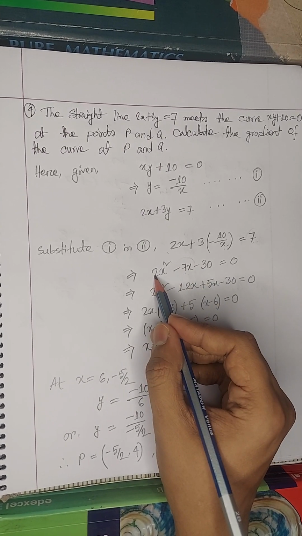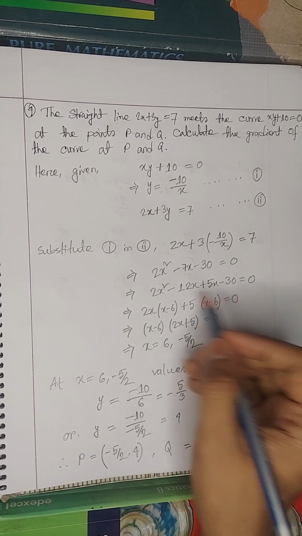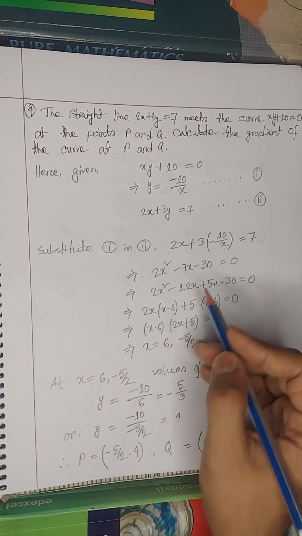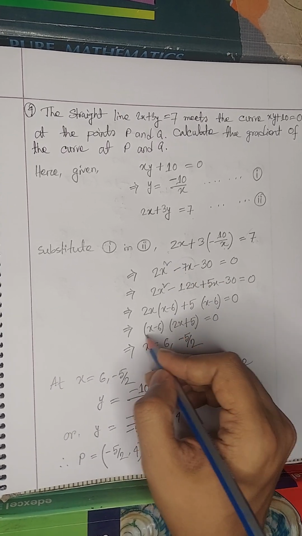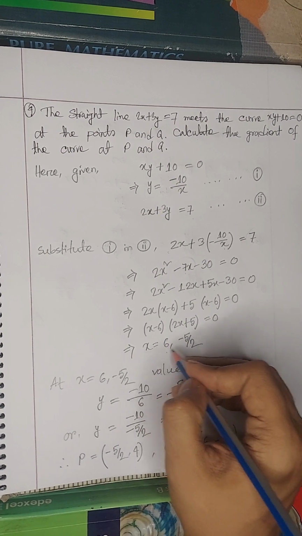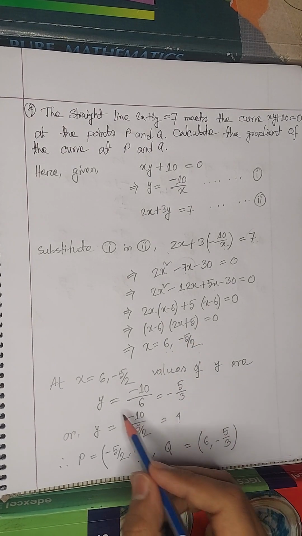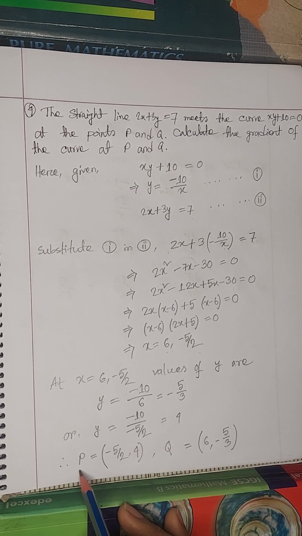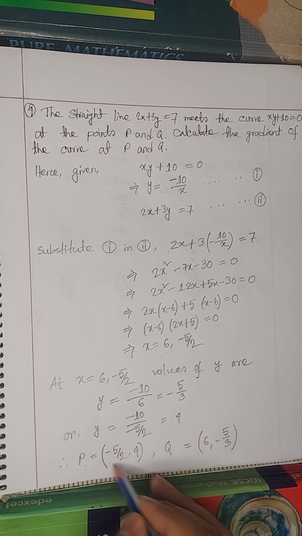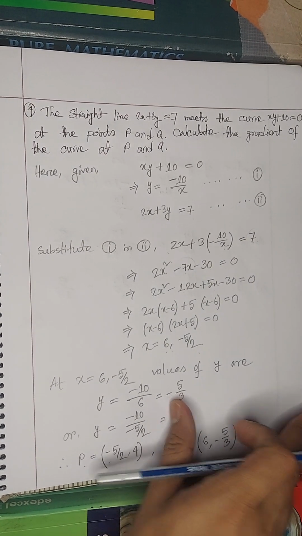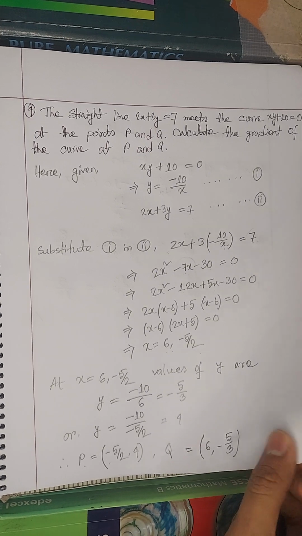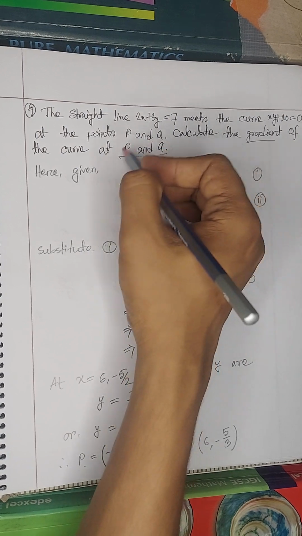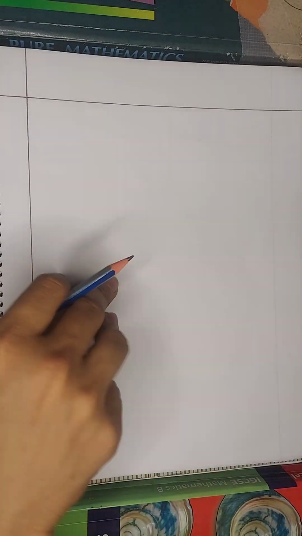How? First we multiply 2 times 30, which is 60, and if we find the factors of 60, we get 12 and 5. Here we get the value of x as 6 and minus 5 by 2, and for these values we get the values of y, and we get the two coordinates p and q. For these two coordinates we have to find the value of the gradient. First we find the coordinates, and now we calculate the gradient.